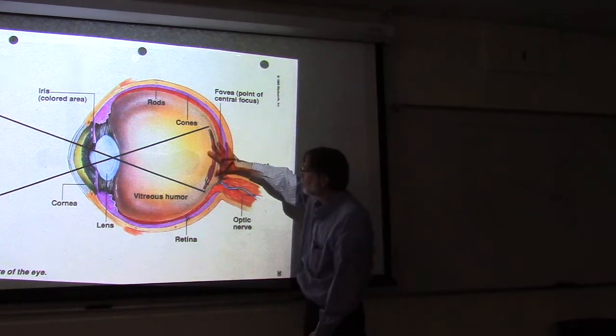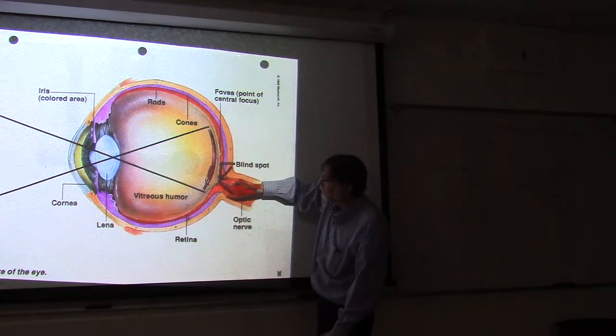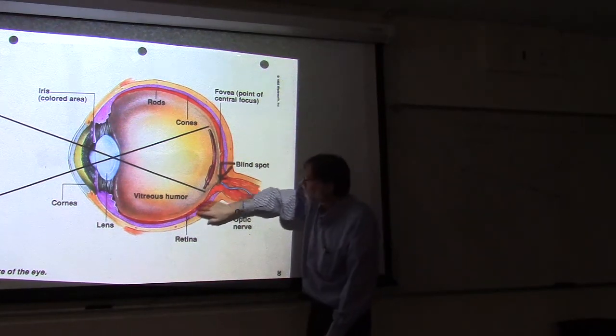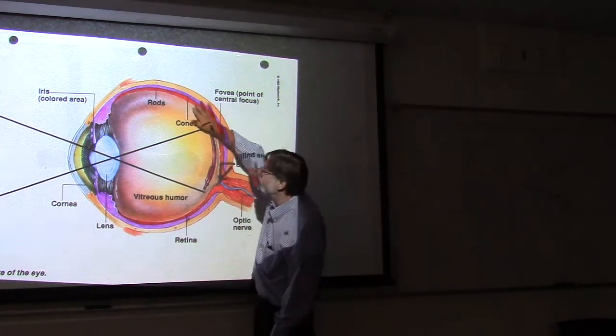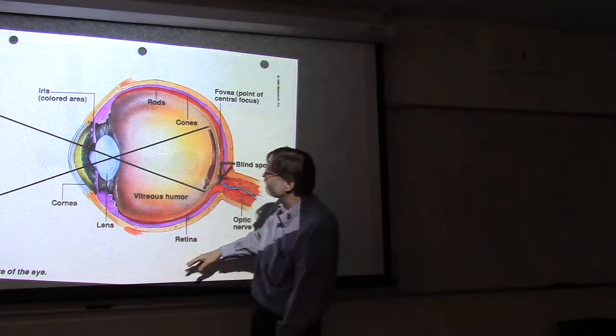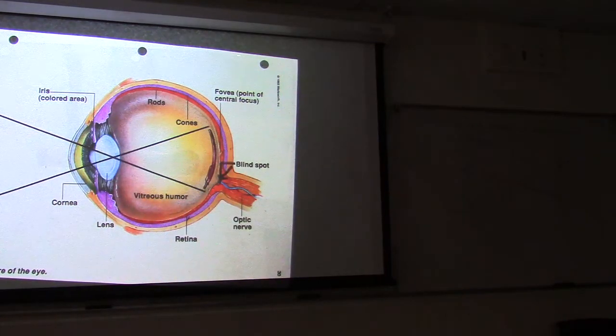The image is upside down and backwards, so you should remember the fovea, and we're going to do an experiment on the blind spot coming up. All of this structure is called the retina all the way around, and it consists of rods and cones. Okay, so I've talked about all the major features in this diagram about the eye.